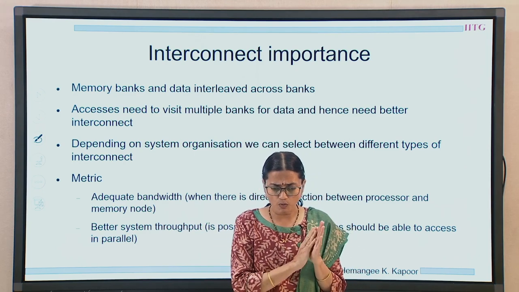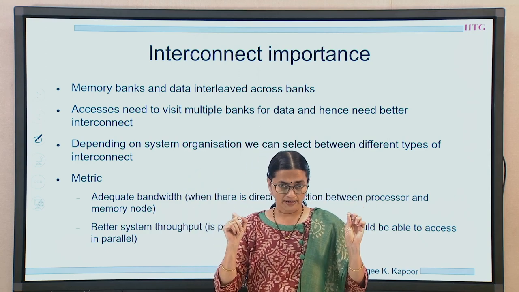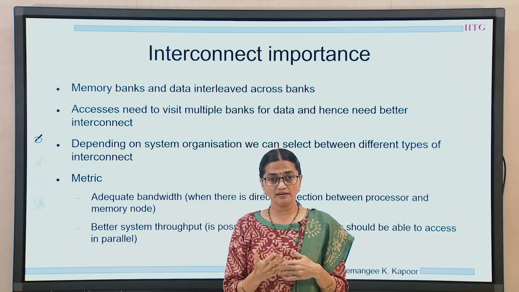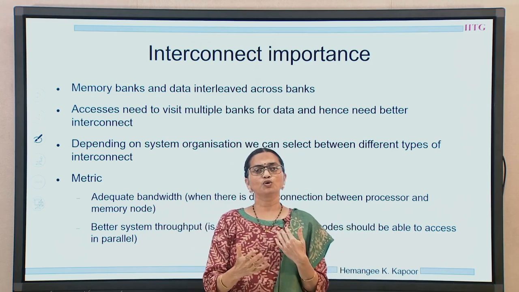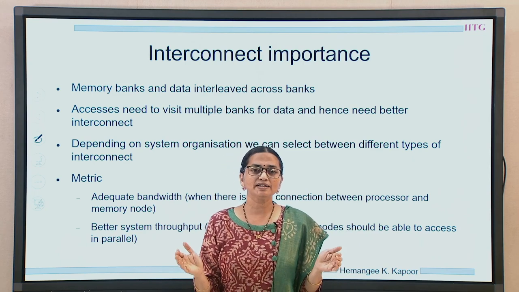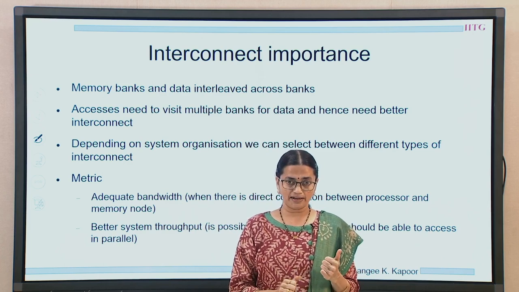I want to access bank 1, 2, 3 and 4 because my 4 variables are in these 4 banks. Okay. So, am I able to access it faster? Is it sequential? Is it parallel? Do I have so much bandwidth to go to all the 4 banks at the same time or as fast as possible? So, this all depends on the system organization and how the interconnect is designed.